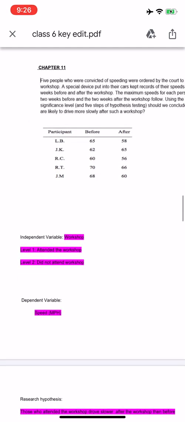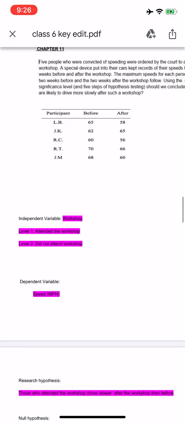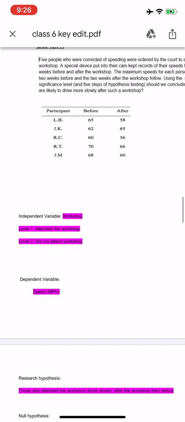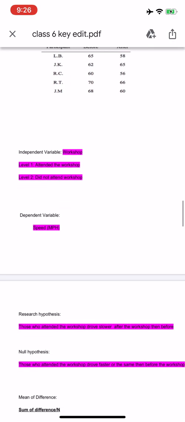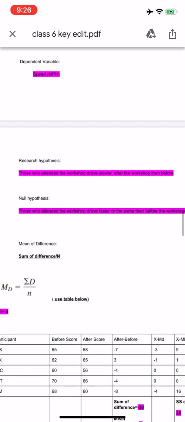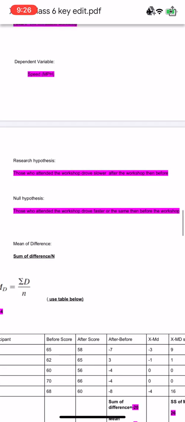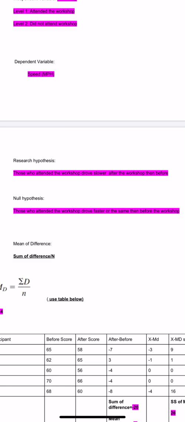So what's the independent variable? Workshop, right? The 2 levels, attended the workshop and did not attend the workshop. The dependent variable here is speed. You could put miles per hour, that's fine. So the research hypothesis, those who attended the workshop drove slower after the workshop than before, right? That would mean that it worked. And the opposite of that is those who attended the workshop drove faster or the same than before the workshop. Again, a directional hypothesis, so you must state the opposite and the same in the null.